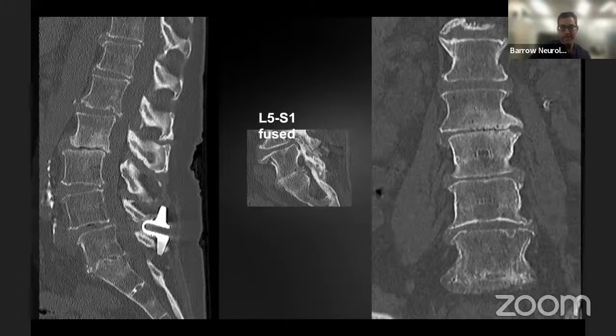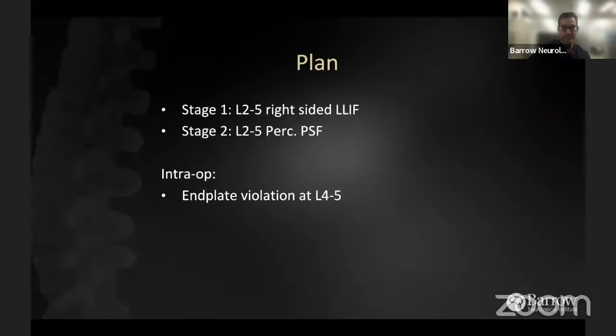Here was her CT scan. She had autofusion of the L5-S1 segment. Again, it shows that interspinous spacer. So for her, our approach was a planned two-stage L2-5 lateral transpsoas approach, followed by percutaneous pedicle screw fixation. And we're going to specifically talk about L4-5, where an endplate violation occurred intraoperatively.